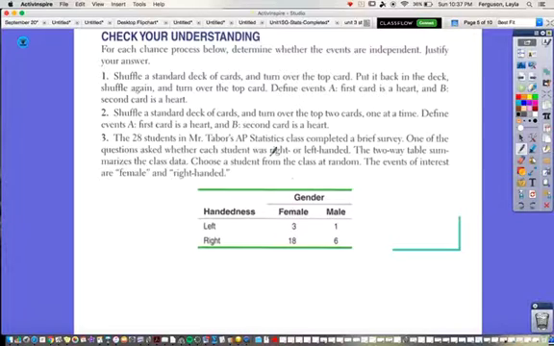All right, for each chance process below, determine whether the events are independent and justify your answer. So for number one, we have to shuffle a standard deck of cards and then turn over the top card. Put it back in the deck, shuffle again, and then turn over the top card. Define event A as the first card is a heart and B as the second card is a heart.